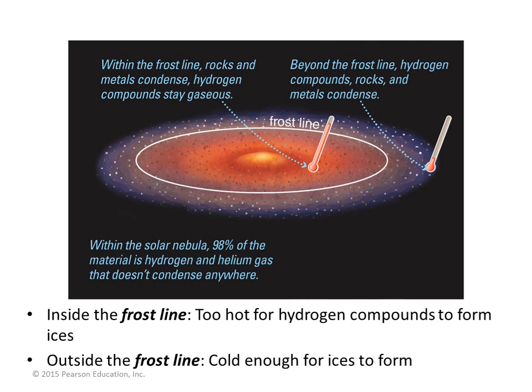There's also something called the frost line. Inside the frost line, it's too hot for hydrogen compounds to form ices, whereas outside the frost line, it's cold enough for those ices to form. So within the frost line, rocks and metals can condense, but hydrogen compounds stay gaseous. Beyond the frost line, hydrogen compounds, rocks, and metals can condense. So there's this natural boundary where hydrogen compounds will condense and where they won't. That's called the frost line.